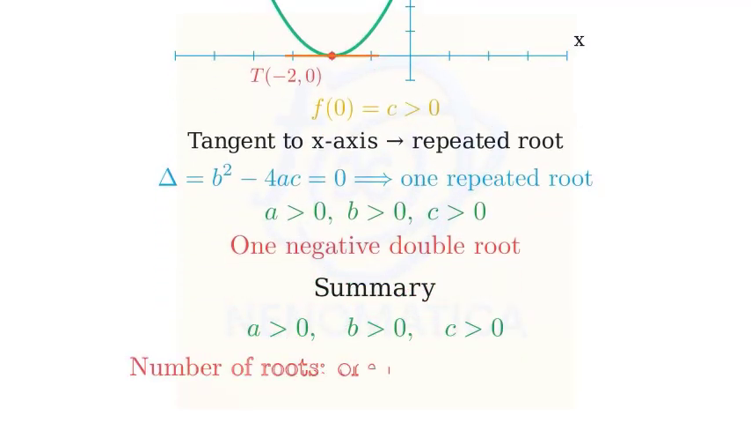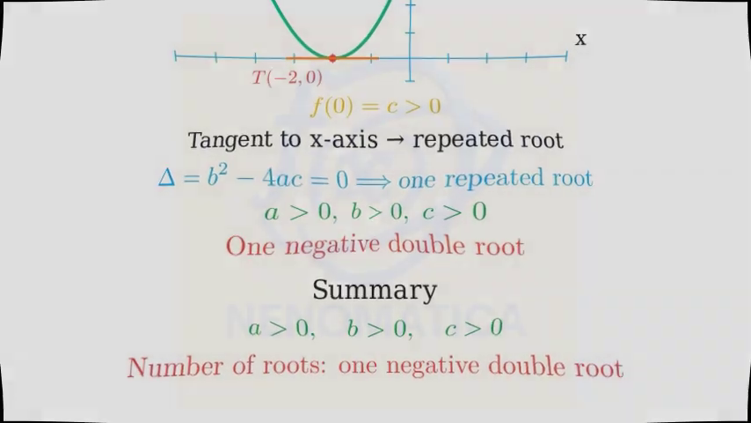To summarize, opening upward gives a greater than 0. The negative repeated root forces B positive from the sum rule and C positive from both the product rule and the positive y-intercept. The equation has a single repeated solution, which is negative.